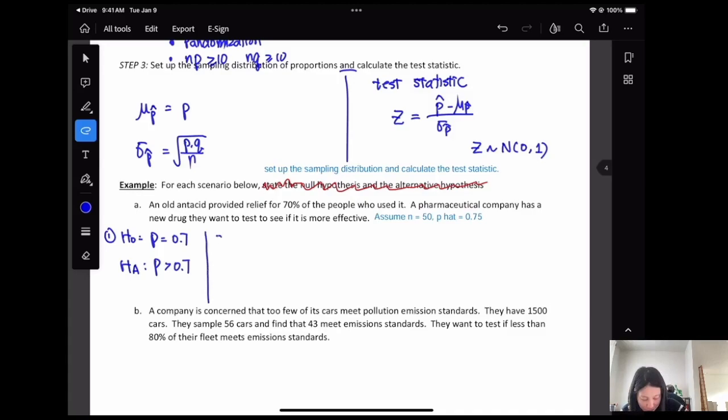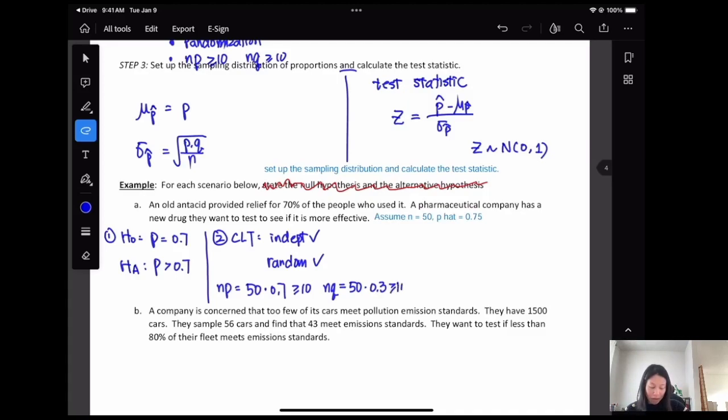Now, the second step is we use the central limit theorem: independent, randomization. Now, the success and failure condition. So how many people did they test? Well, they assume it is 50. So 50 times 0.7 equals 35, which is greater than or equal to 10. n times q, which is 50 times 0.3 equals 15, also greater than or equal to 10. So that means the success and failure condition is met.